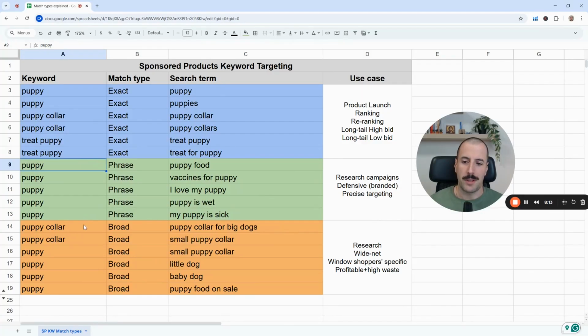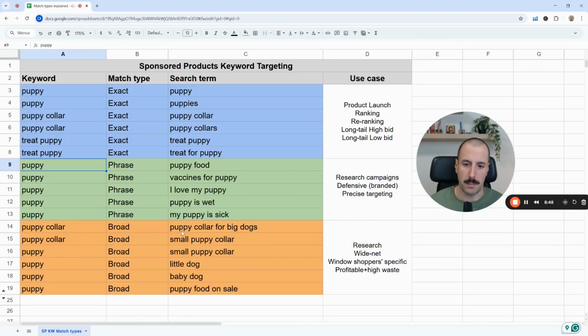Now we're coming to the broad, which sometimes can be really painful, and sometimes it's a gold mine. First, let's cover the variations. So puppy collar in broad match can be puppy collar for big dogs. In broad match, in general, you don't need to have the exact same keywords used. The keyword can be triggered as a search term. Also, the order of the words doesn't matter at all.